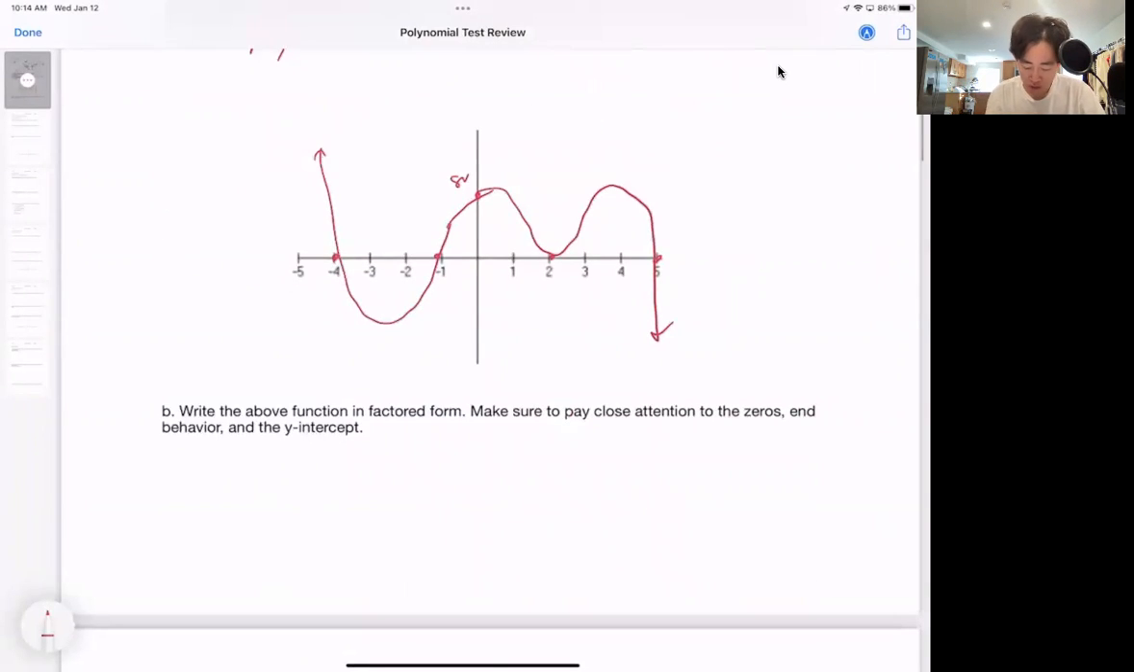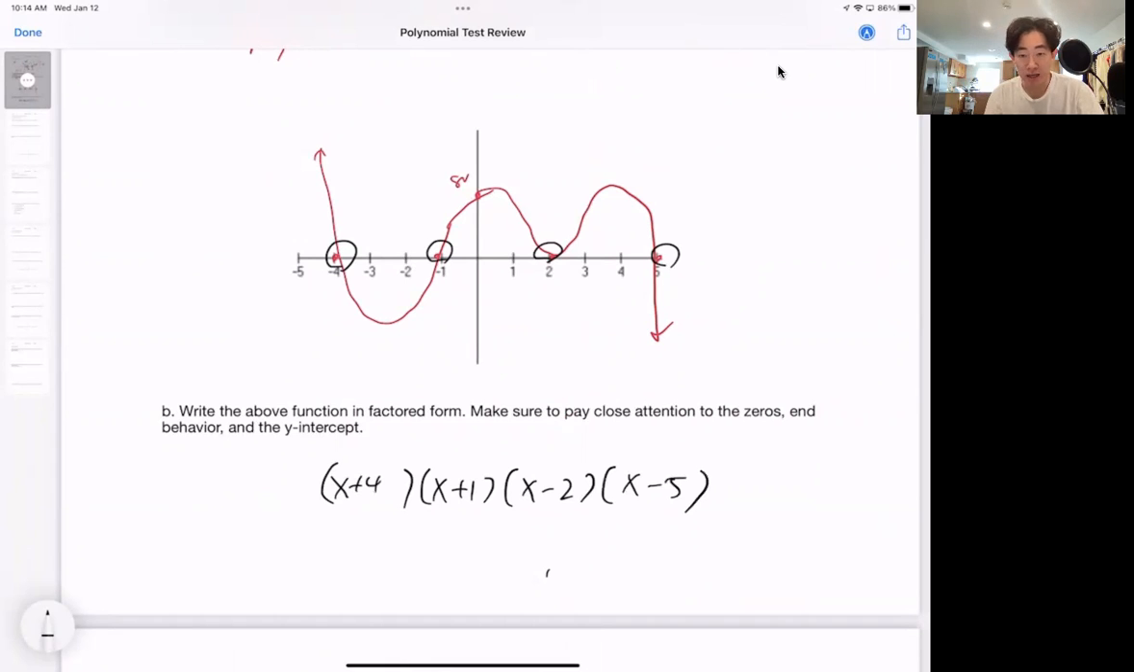Write the following function in factored form. So this one, let's go over this. The zeros I need to identify first. So it seems like it's x plus 4, x plus 1, x minus 2, and then x minus 5. Okay, so I have all that. And now the only thing I really have to worry about is this 2. And then I gave you this 80 as sort of an experimental question. First, we should all agree that that should be squared because it's x minus 2 squared.